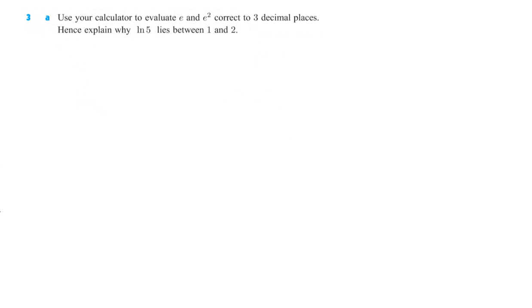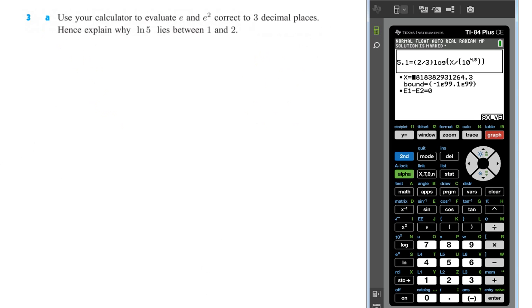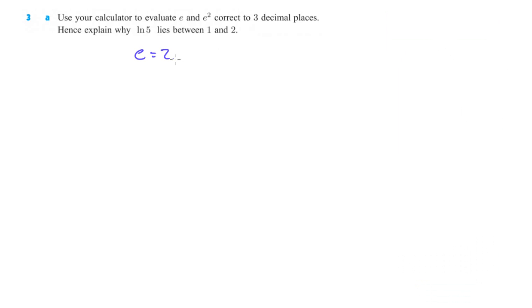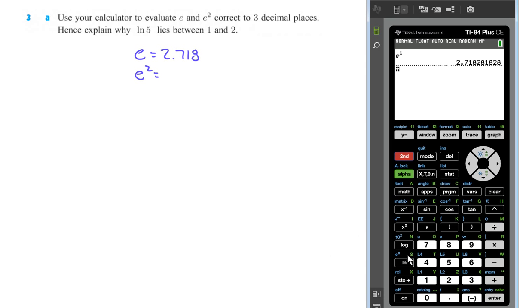Okay? All right. Number 3, use your calculator to evaluate e and e squared correct to 3 decimal places. Okay, so let's do that. We've got e to the first, because it won't let you just put in e. So to 3 decimal places, e equals 2.718. E squared gives us 7.389.